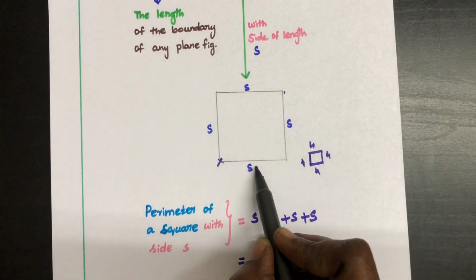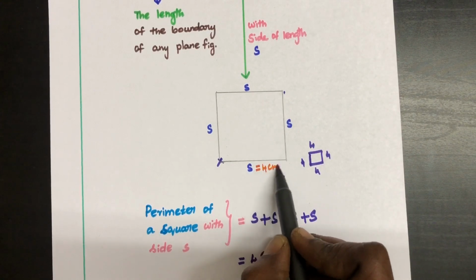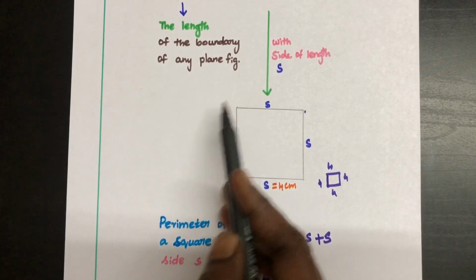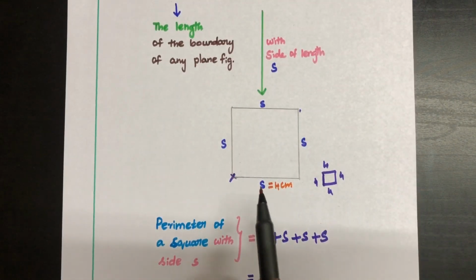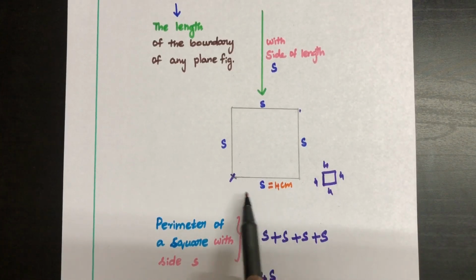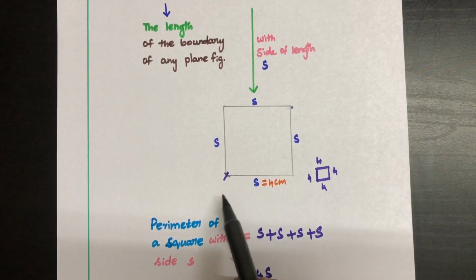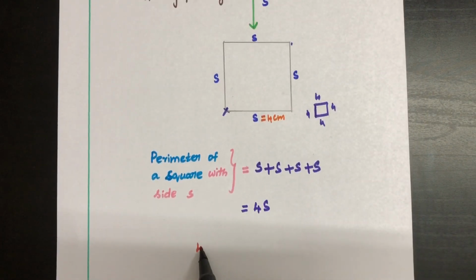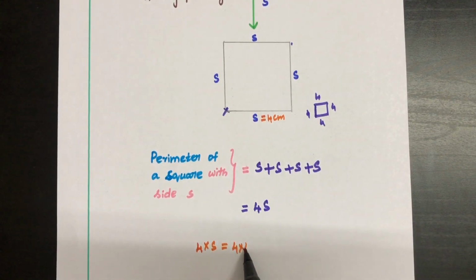For example, if S equals 4 centimeter, all the sides must be 4 centimeter, right? So every side is 4 centimeter. What is the perimeter of the square with the 4 centimeter? It's very easy. 4 times the side gives us the perimeter. 4 into S. In this figure the side length is 4 centimeter, so 4 fours are 16 centimeter, which is the perimeter.